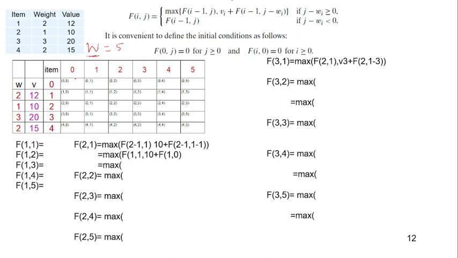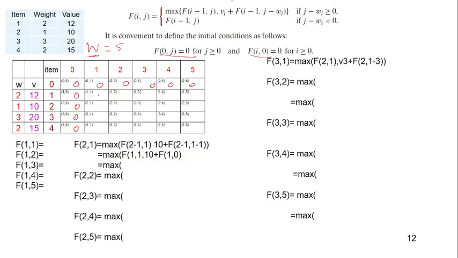First step, listen: the initial condition is f of 0 comma j equals 0 and f of i comma 0 is equal to 0. So put 0 here, and here also 0, 0, 0, 0. And next you have to find f of 1 comma 1.